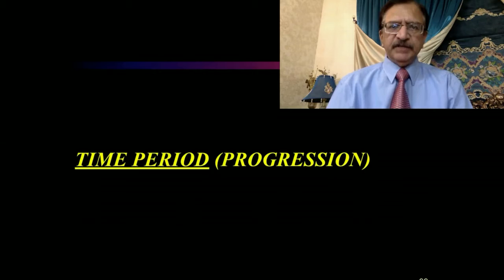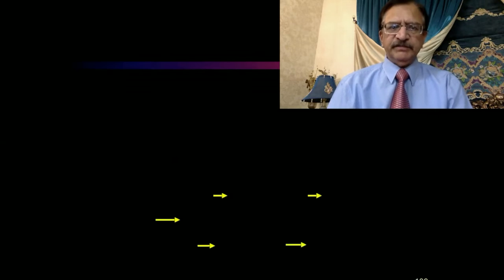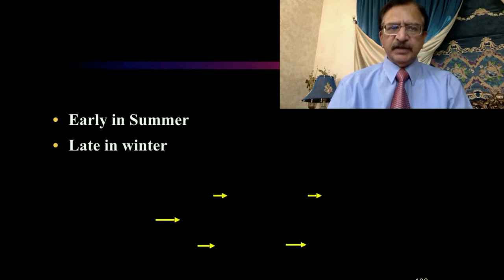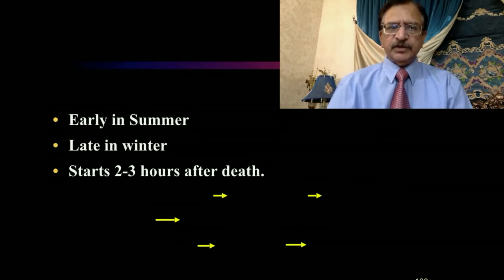Regarding the time period of progression, we have discussed previously that it is early in summer, late in winter, and it starts approximately 2 to 3 hours after death. And these 2 to 3 hours are the time during which anaerobic glycogenolysis is going on, which is responsible for maintaining the core temperature of the body and keeping the body in a relaxed state.